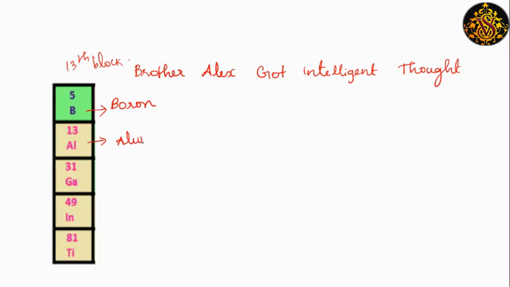Aluminium, Al. Alex, aluminium. Got, gallium. Intelligent, indium. Thought, thallium. So, brother Alex got intelligent thought. By using this phrase, you can remember these elements. Clear? That was the 13th block.